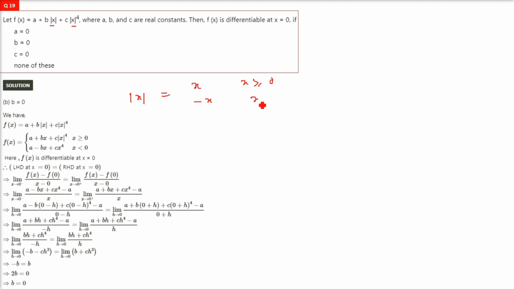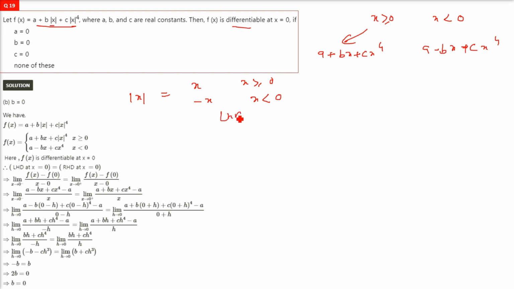Modulus x, we already know it is x when x is greater than or equal to 0, and negative x when x is less than 0. So for this function, because we have to check at x equal to 0, when x is greater than 0, what value are you going to get? All the modulus x you have to put as x, or positive x. When x is less than 0, all the modulus x will be negative, so a minus bx. But since it is modulus x to the power 4, the third term will be positive, not negative. I hope you got the idea, because the power is 4. Even power will always give you a positive value. Negative to an even power will be positive.